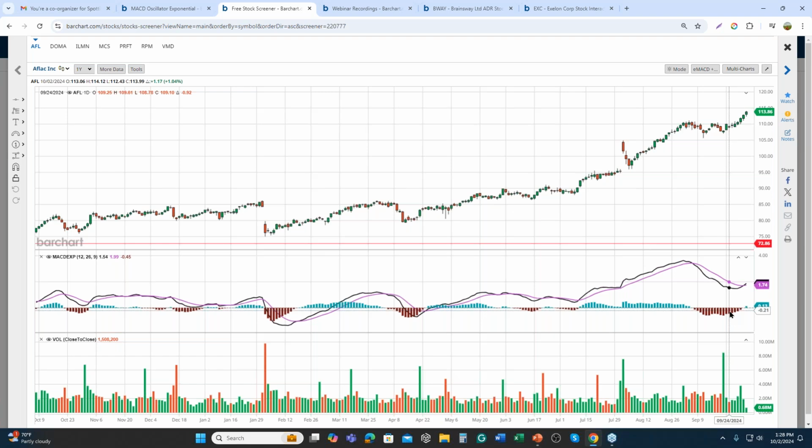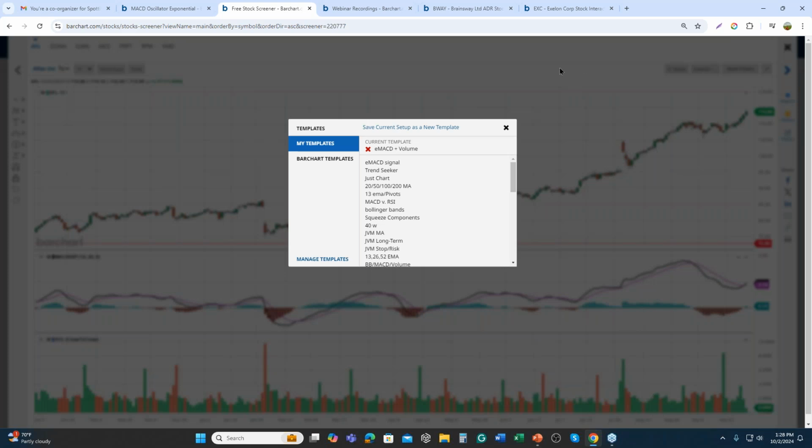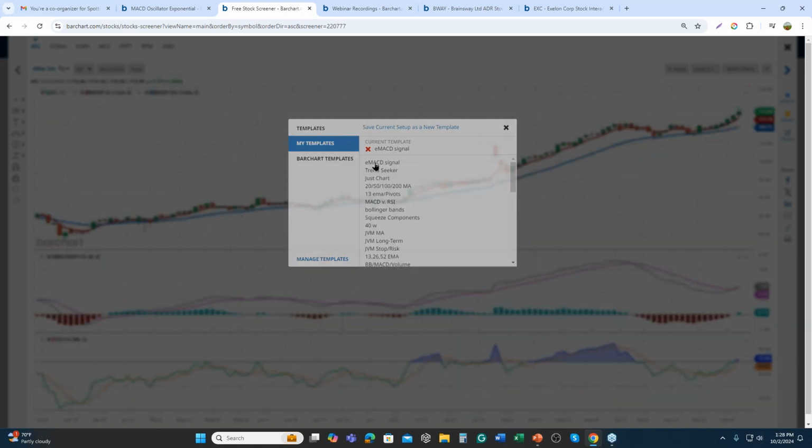So again, this is where we can help narrow down some of the candidates. We're going to look at volume. We're going to look at that positive momentum. But I can also add some complementary indicators or technical analysis to help me with my process. So again, I'm going to come back in here where there are the templates, and I'm going to open that up. And these are templates of my design, and I've shared a lot of these in certain webinars, templates that are unique to those webinars. So here is the eMACD signal template.